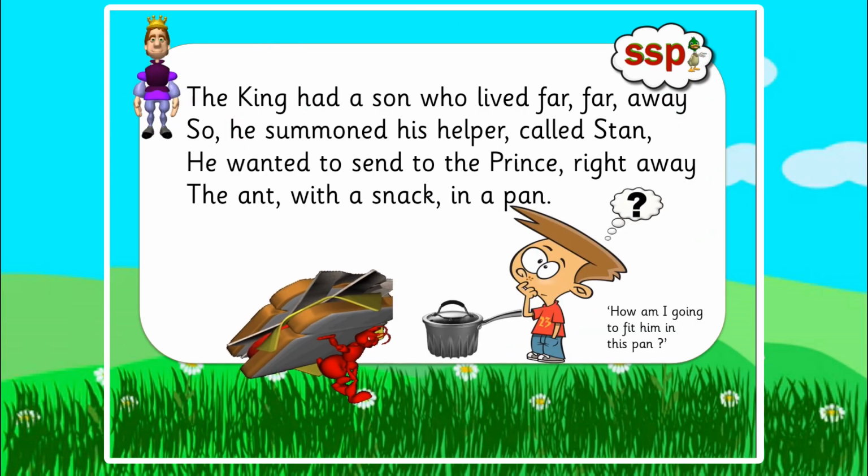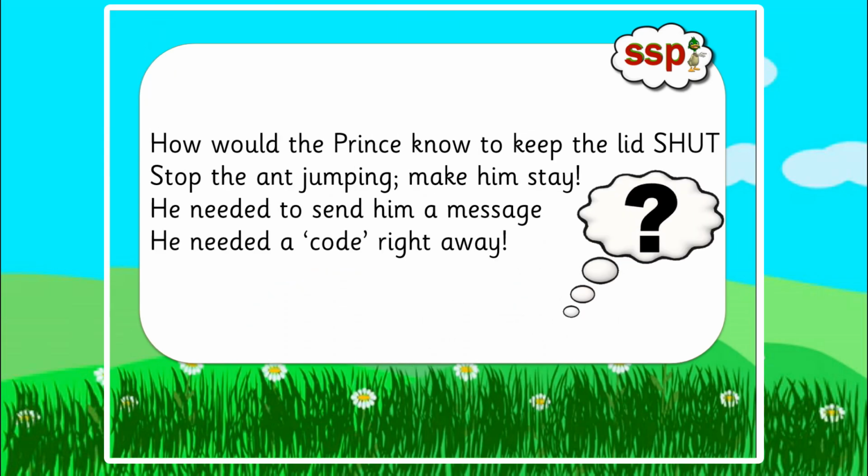The king had a son who lived far, far away, so he summoned his helper called Stan. He wanted to send to the prince right away the ant with a snack in a pan. That snack's a bit big, isn't it? How would the prince know to keep the lid shut? Stop the ant jumping, make him stay. He needed to send him a message. He needed a code right away.